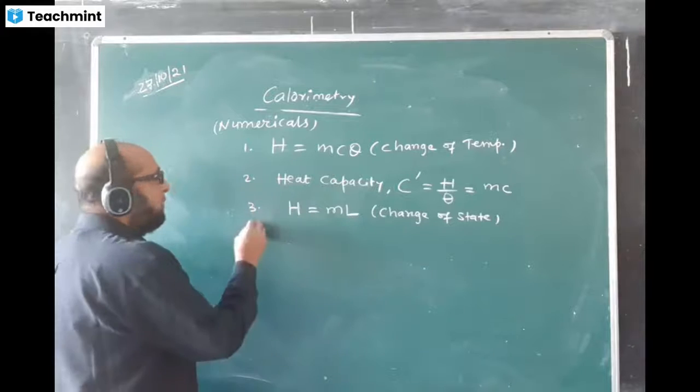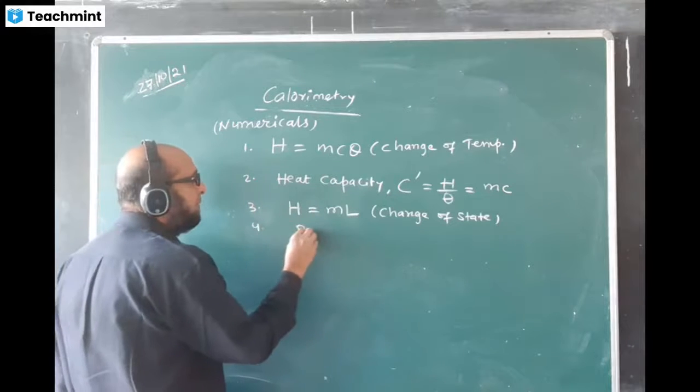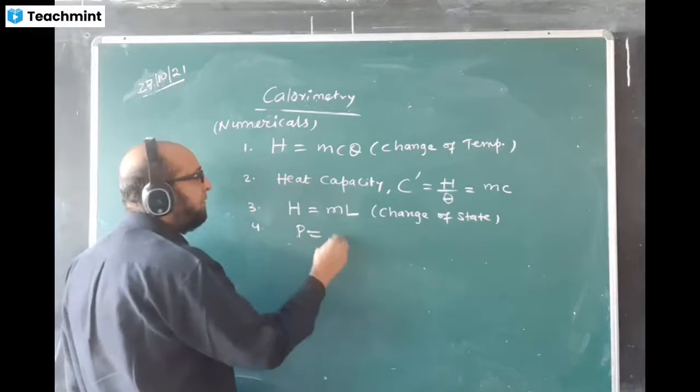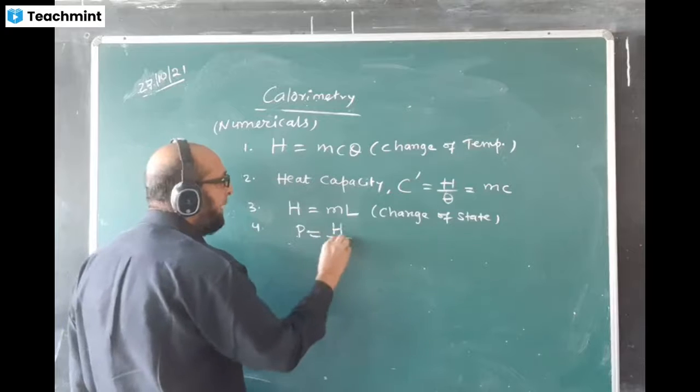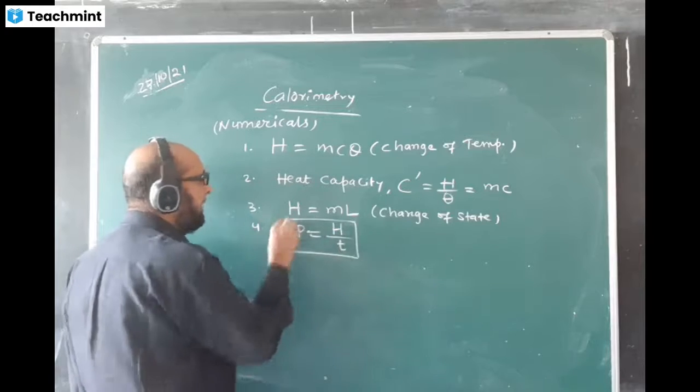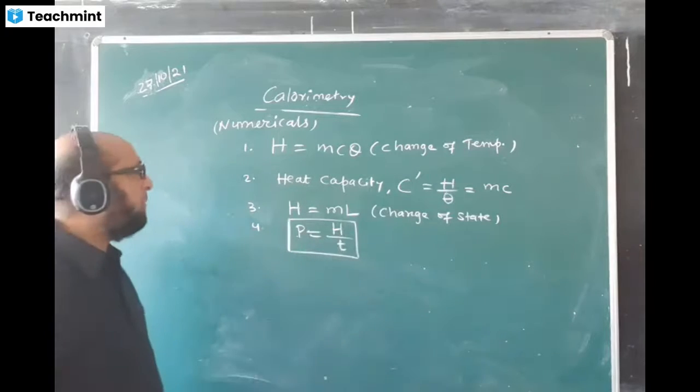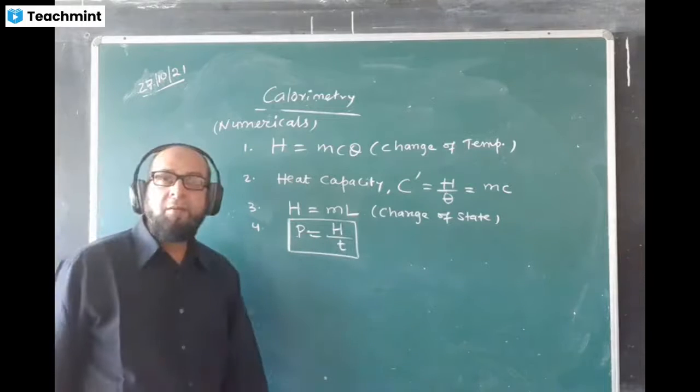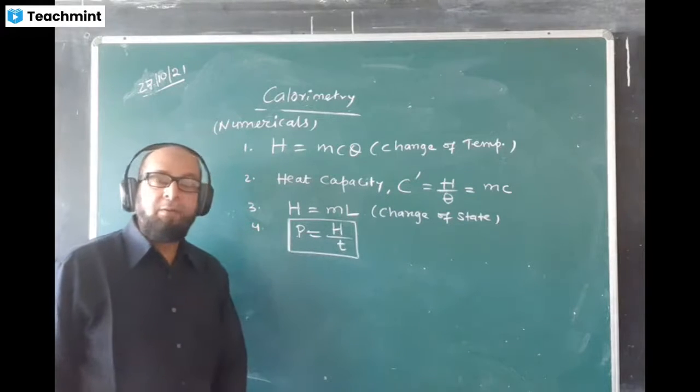And then one more formula you can add: power. Power formula will be work by time, but work is in joules, that is heat, so we can write heat upon time here. Power is equal to heat upon time. So these are the formulas you have to use in this chapter.